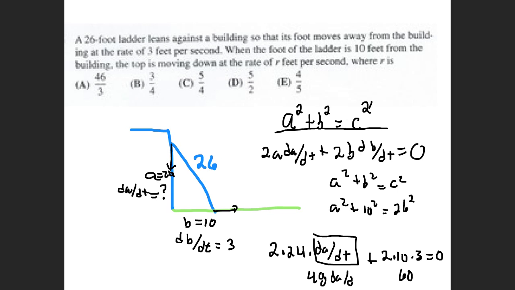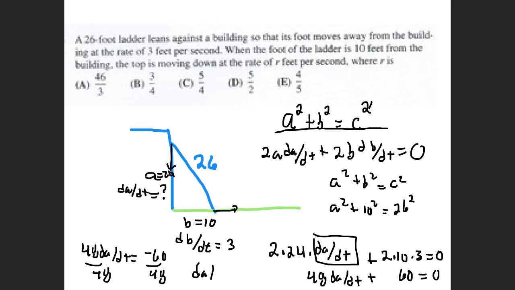dA/dt is equal to 0. So I'm going to subtract 60 off. So I'm left with 48 dA/dt is equal to negative 60. Divide through by 48.